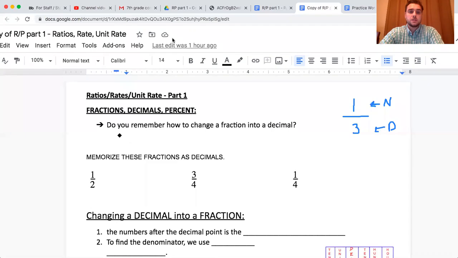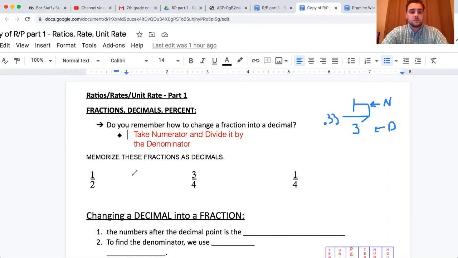So in order for us to turn this fraction into a decimal, I'm going to have to take the numerator and divide it by the denominator. Okay, so I'm going to have to take my 1 and divide it by 3. So let's go ahead and do that. You can punch it into your calculator. So 1 divided by 3 is going to give us 0.33.